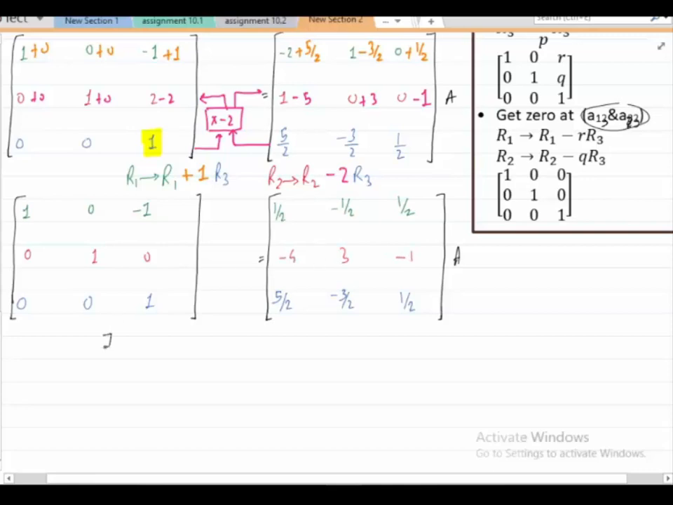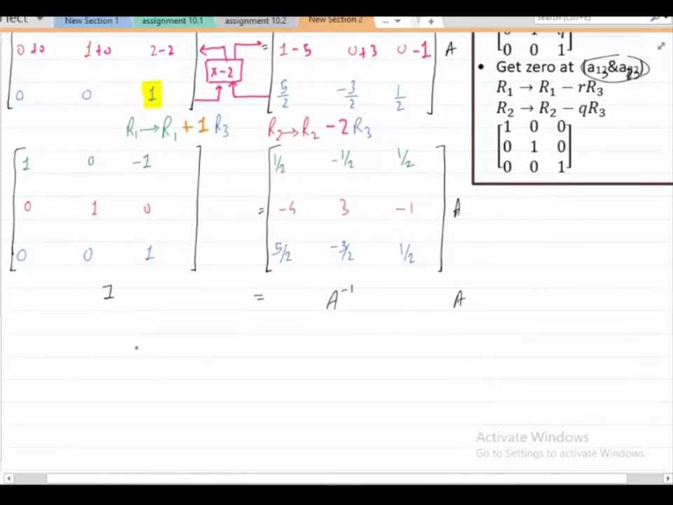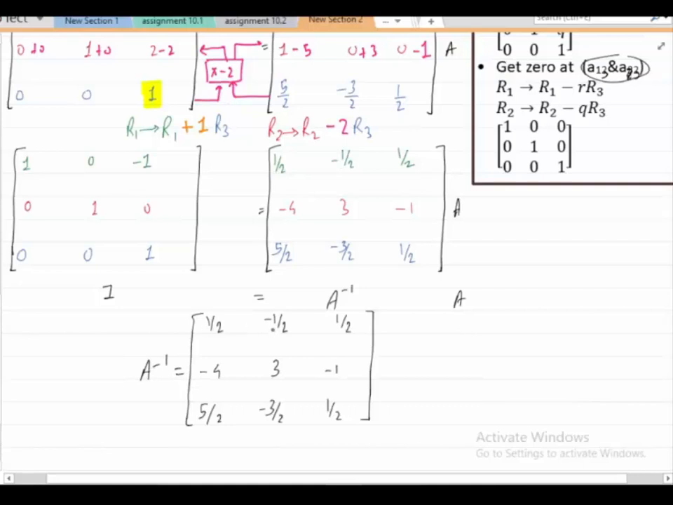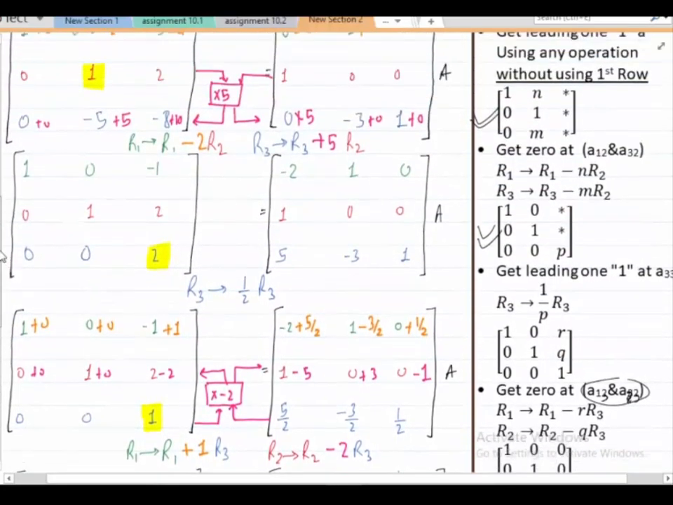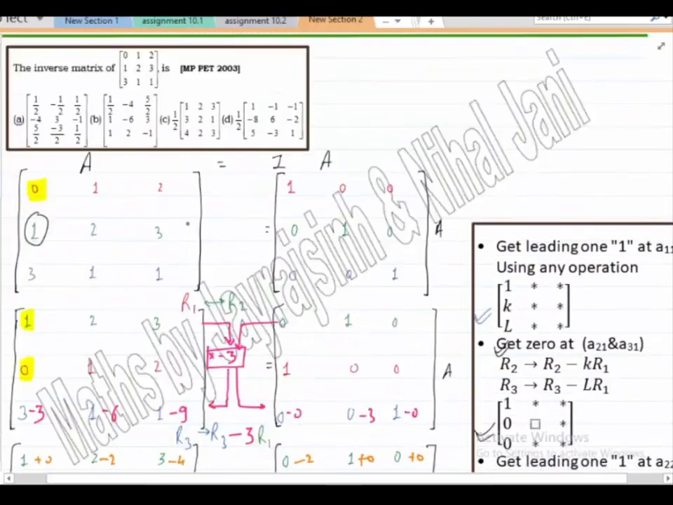So yippee, we get I is equal to A inverse A form, which suggests that our A inverse is 1 by 2, minus 1 by 2, 1 by 2, minus 4, 3, minus 1, 5 by 2, minus 3 by 2 and 1 by 2. So let's see the options. Option A is your answer. Ta-da!